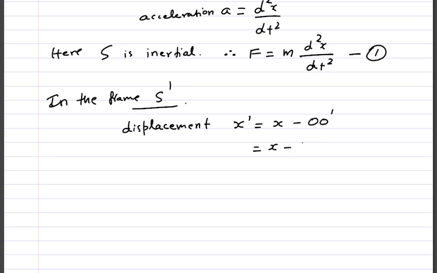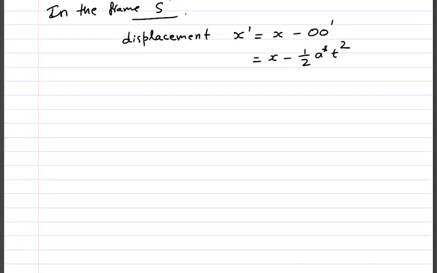So here displacement x dash is x minus o dash, which we have already written, x minus half a star t square. They have a reason for writing a star. You will know it by the end of the derivation. Okay, a star t square.